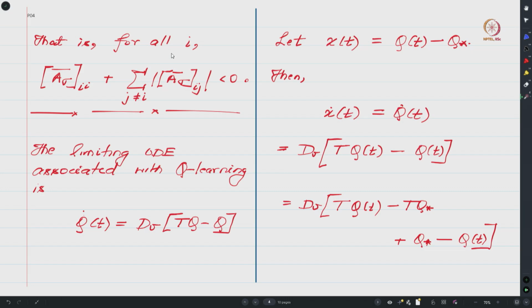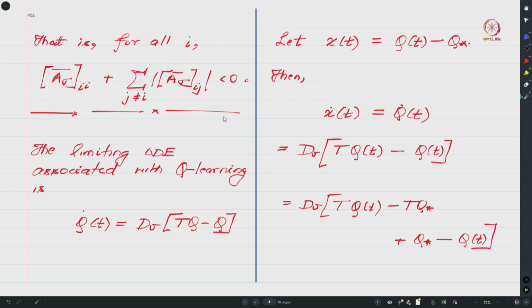Which means the diagonal entry should be negative. On top of that, it should be sufficiently negative so that even if you take all the off diagonal entries, take their absolute values and add them up, their sum when added to the ith diagonal entry should not make it 0 or positive. So that is the condition. In other words, the diagonal entry is negative and it is dominating. That is what this condition over here means.